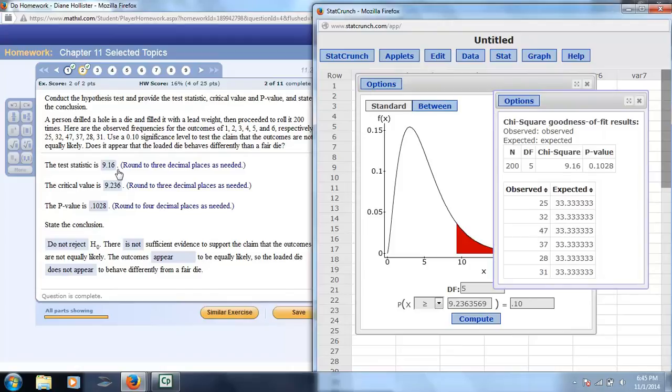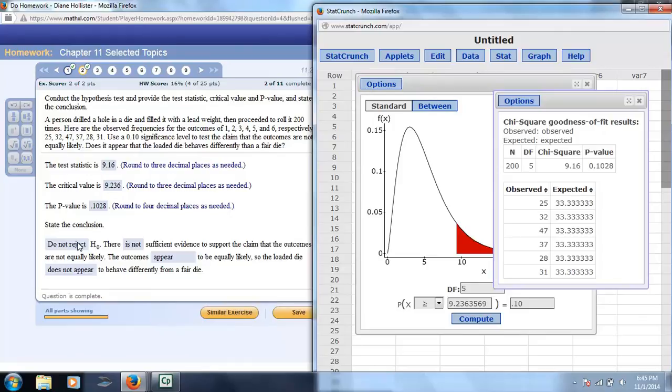Now, we didn't quite make it past that point. Notice our computed test statistic is 9.16, and the critical value is 9.236. We didn't make it past that point. A different way of looking at that is that our p-value here is 0.1028, and we needed to come under 0.10. So it's really close, but it's not quite. Because of that, we failed to reject H0.